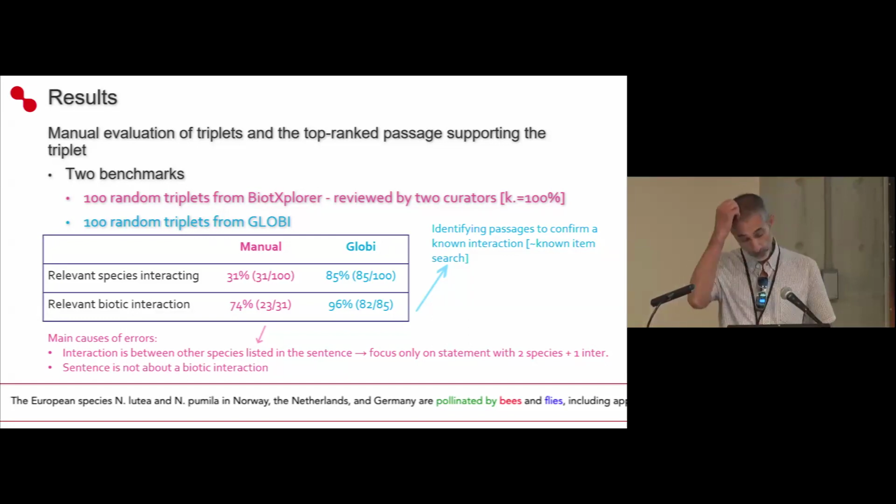And then we also took a random set of triples from Globi. Okay, so you know, Globi is mostly based on tabular data. Okay, but it's relatively good quality. So we also use that one to compare.